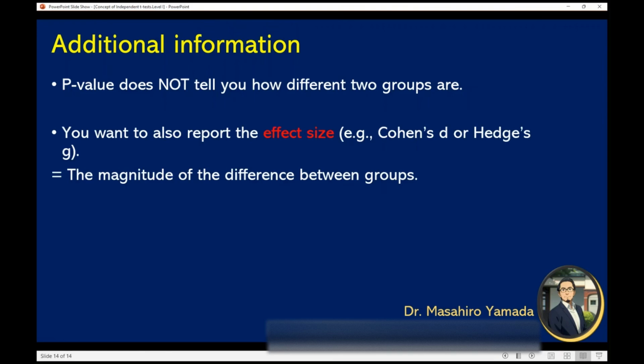This magnitude of difference between groups is quantified as the effect size. Some typical values that are used in science are Cohen's d or Hedges' g. So ideally speaking, when you report the statistical results, you should report the t-score, p-value, and the effect size.